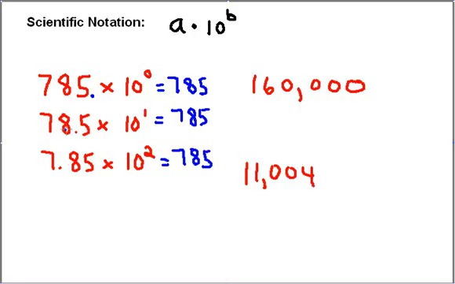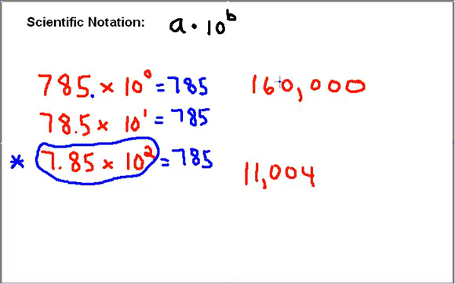A has to be at least as big as 1, but less than the number 10. Well, which one of these 3 over here have a number before the 10 that's being multiplied that is greater than or equal to 1 but less than 10? Well, it's this third one right here. 785 is greater than 10, 78.5 is greater than 10, but 7.85 is less than 10 and greater than 1. So what we actually have here, 7.85 times 10 to the second, this is an example of scientific notation.